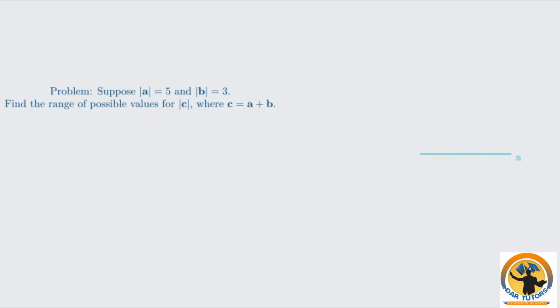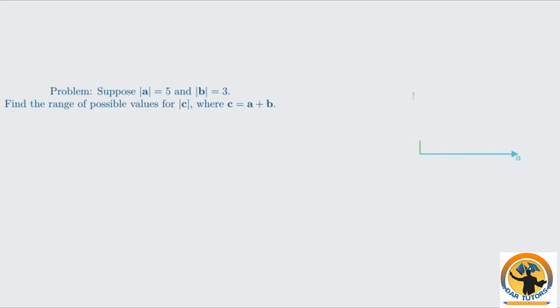Let's tackle a more complex problem that combines several concepts we've learned. We are given two vectors, a and b, and we know their magnitudes. The magnitude of a is 5 units, and the magnitude of b is 3 units. We need to find the range of possible values for the magnitude of the vector c, which is a plus b. This problem is best understood geometrically.